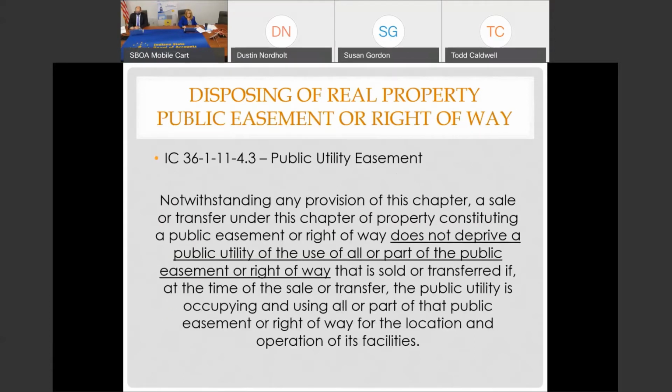The legislature did put a section in for public utilities that a sale or transfer where there's a public easement or right-of-way does not affect the public utilities' use of that land, in case you ever need that statute.